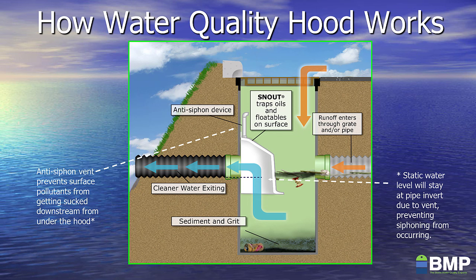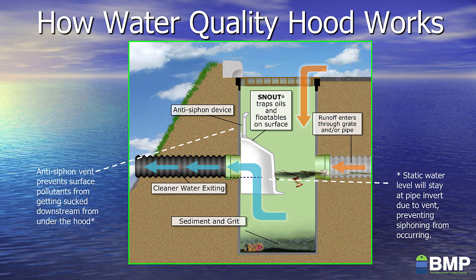How does a water quality hood work? Water gets into the structure one of two ways, either sheet flow through a grate or from upstream through a pipe. What happens is the runoff enters the structure, and the floatables and the oils will rise to the top, and the heavier particles will sink to the bottom. The hood prevents the surface pollutants from exiting the structure because the water leaves the structure where the bottom of the hood is. The snout hood has a feature of an anti-siphon vent that prevents the water from being drawn down to the bottom of the hood.